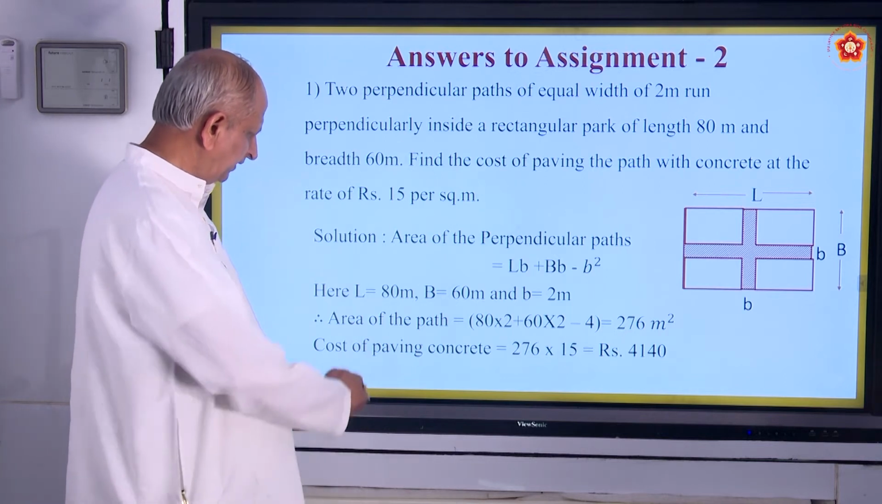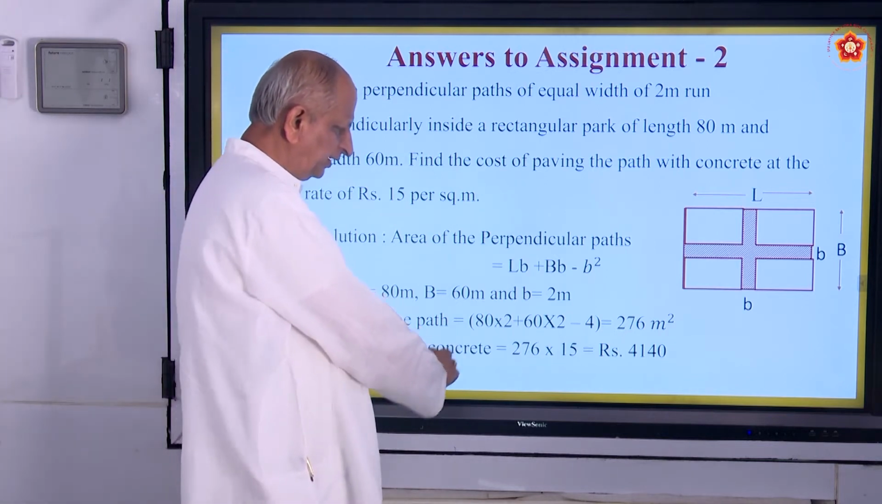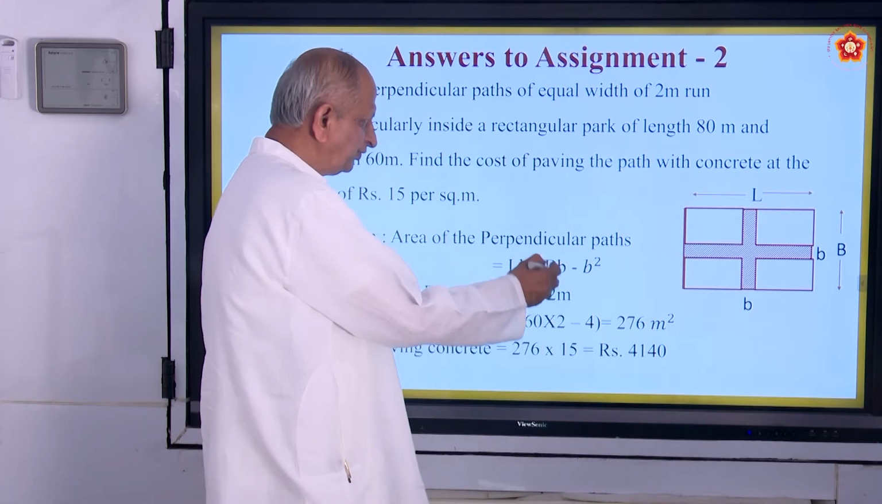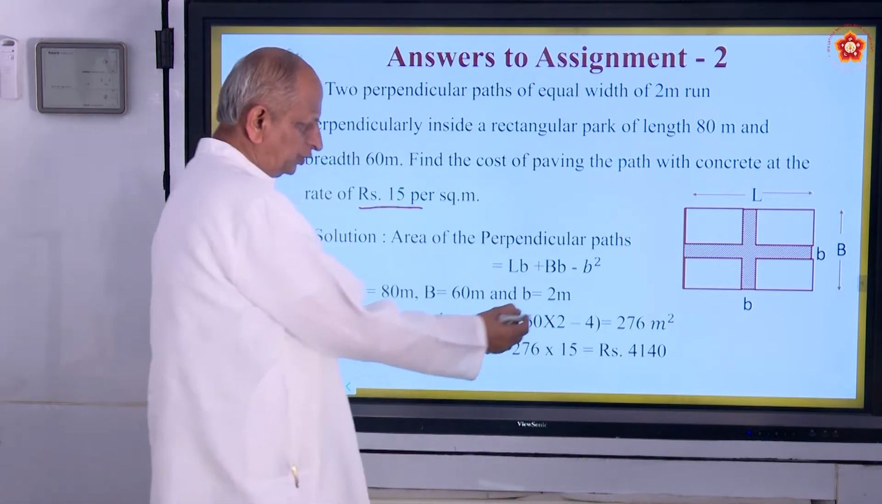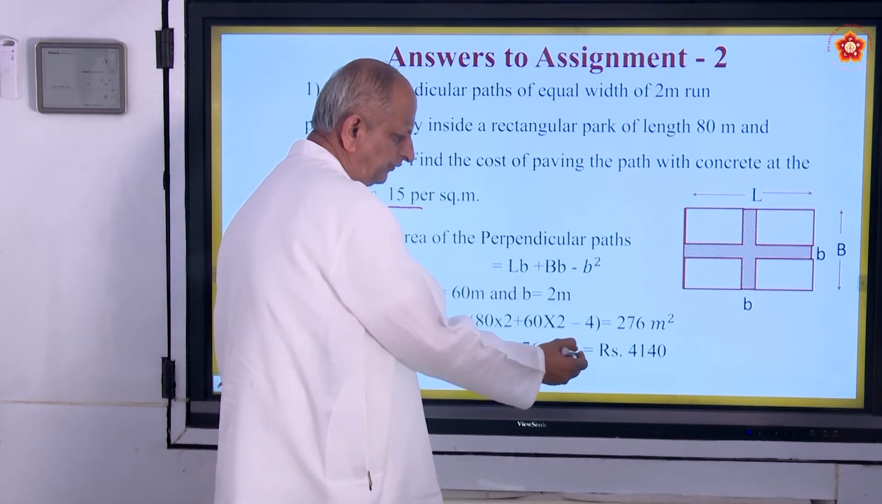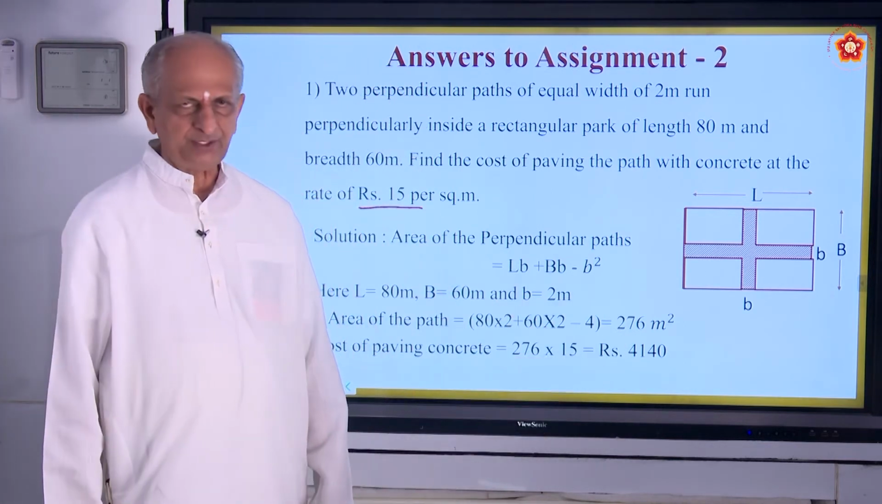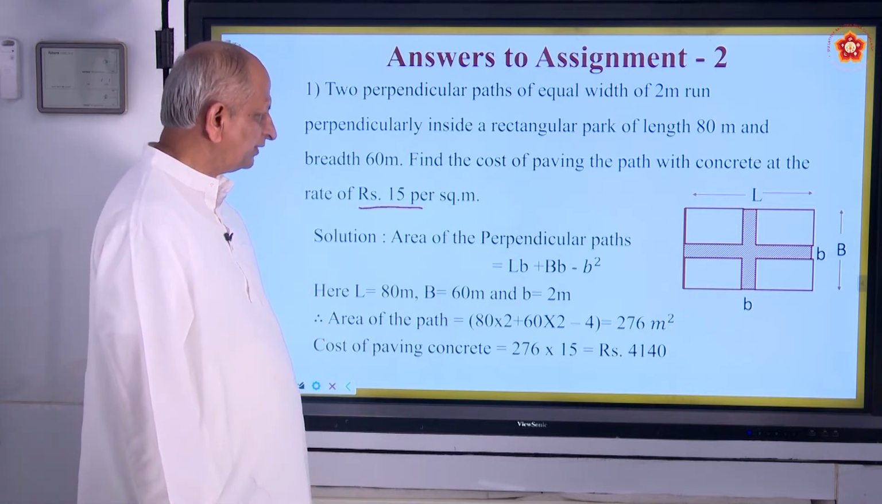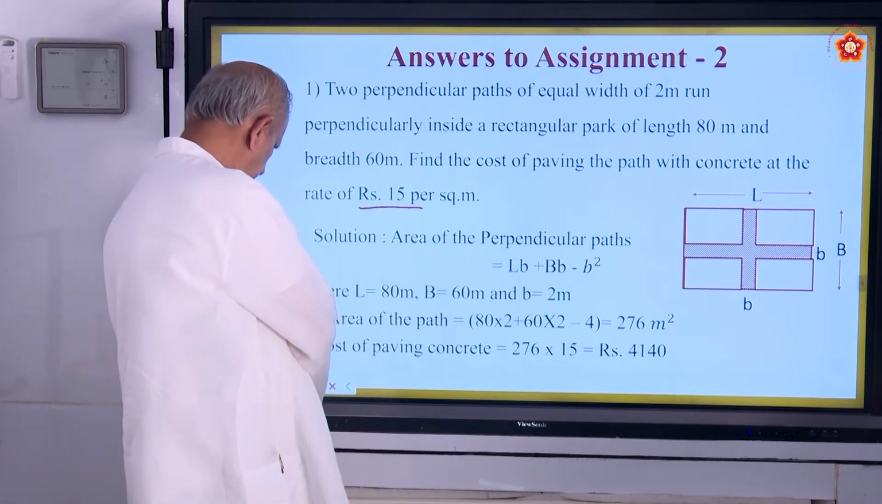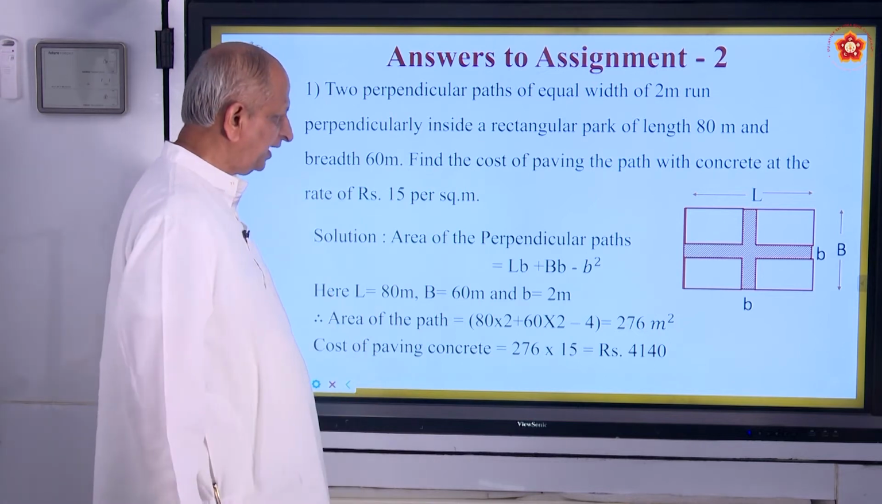Now, coming to the last point, cost of paving the concrete. For 1 square meter, the cost is 15 rupees. For 276 into 15 becomes rupees 4140. So, that is the answer for the first question that was asked in the previous class.